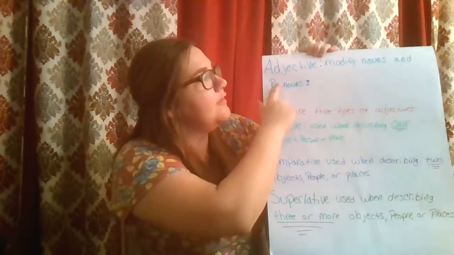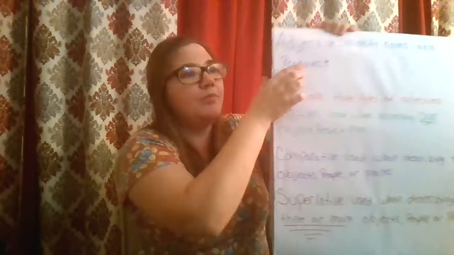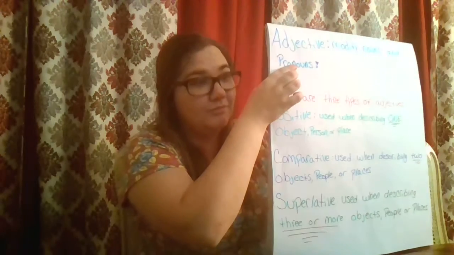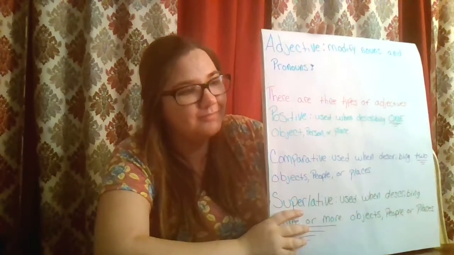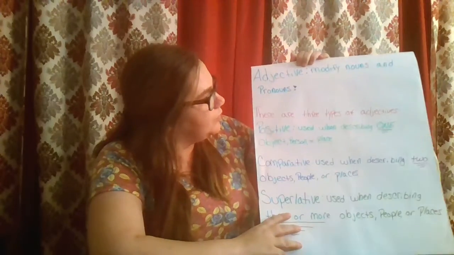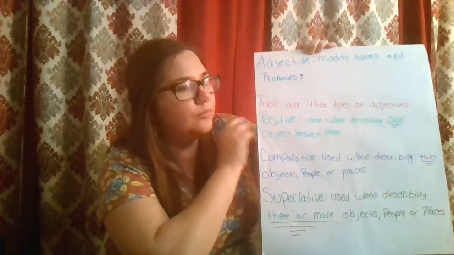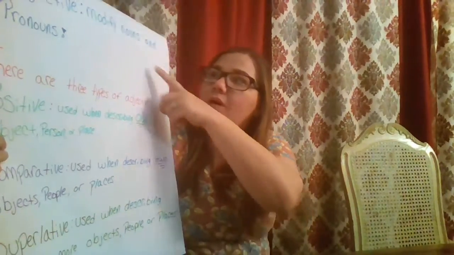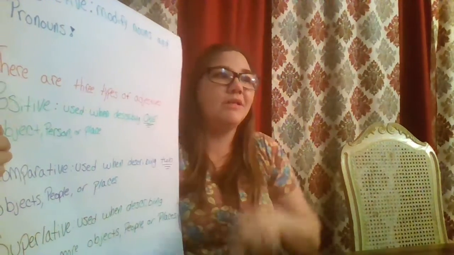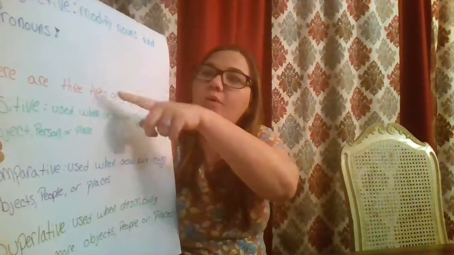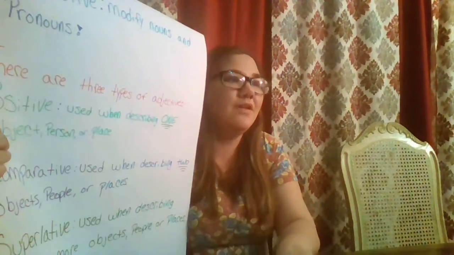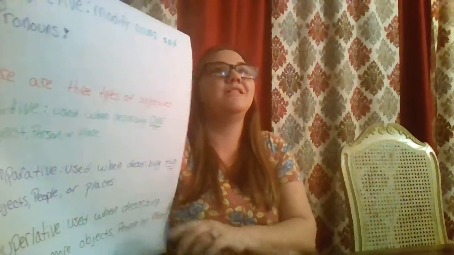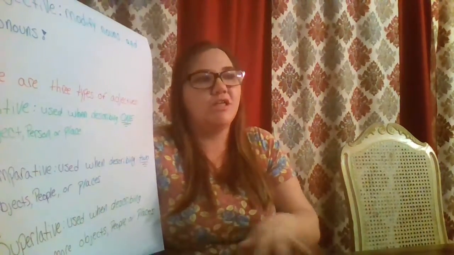So an adjective modifies nouns and pronouns. Okay, and just to review, a noun is a person, place, or thing, and a pronoun is a word that can take place of a noun. So like instead of saying Jasmine, we would say she or her.